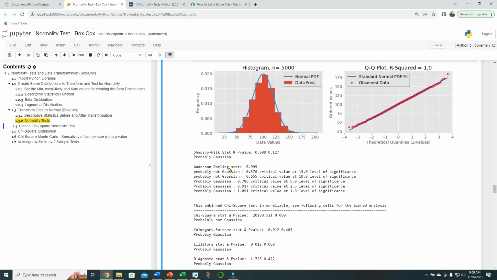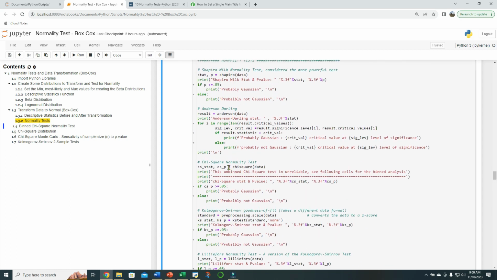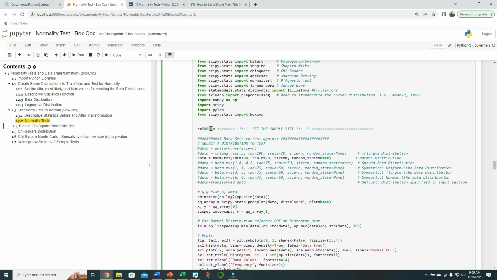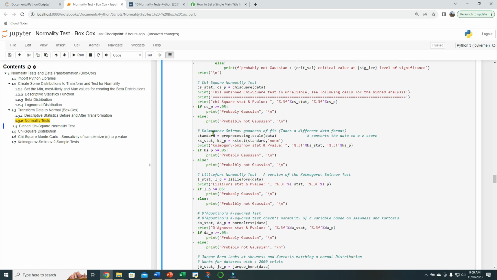Now let's change the number of samples to 50. So we scroll up, change this to 50, and run it. And let's come down and take a look.